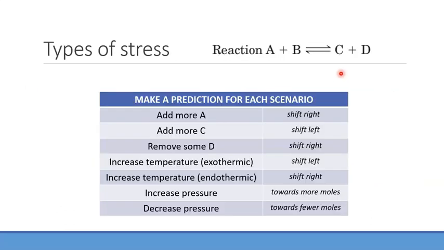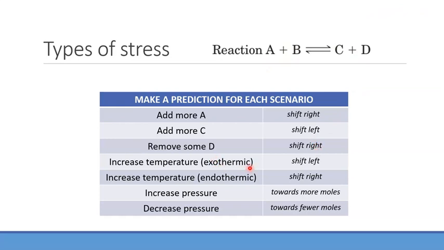So let's look back at our types of stress and make sure we understand how these types of stress affect a reaction. In this scenario up here, we can add more A and we will shift to the right because we have too much reactant now, we have to make more product. If we add more of a product, then we're going to shift to the left. We want to break down that product and move toward the reactant side. If we remove some product, like if it bubbles away as a gas, then more will need to form, so we will shift to the right.